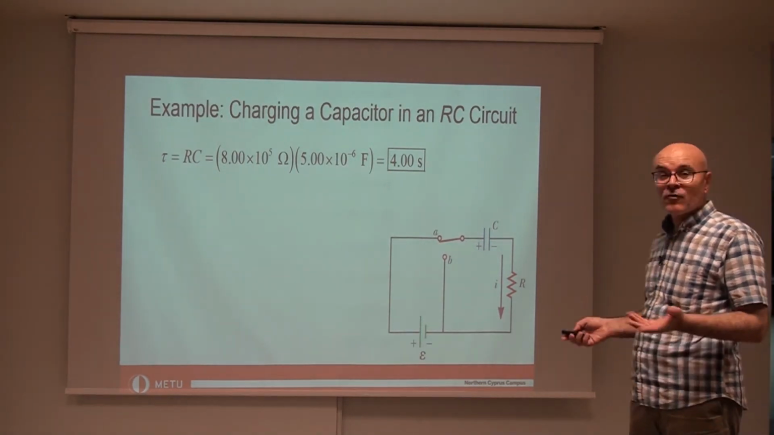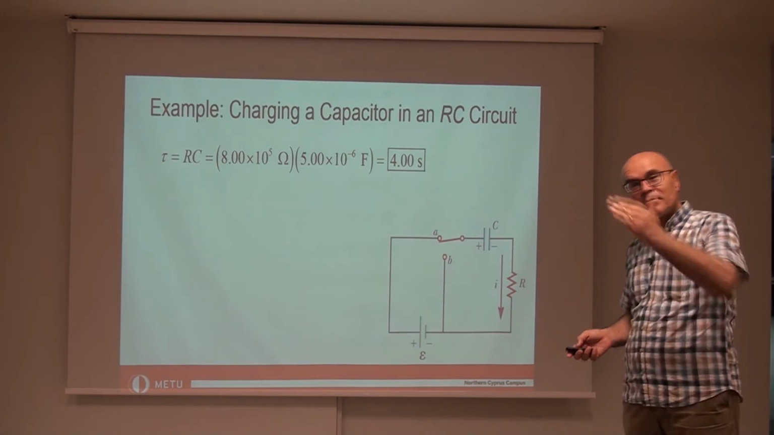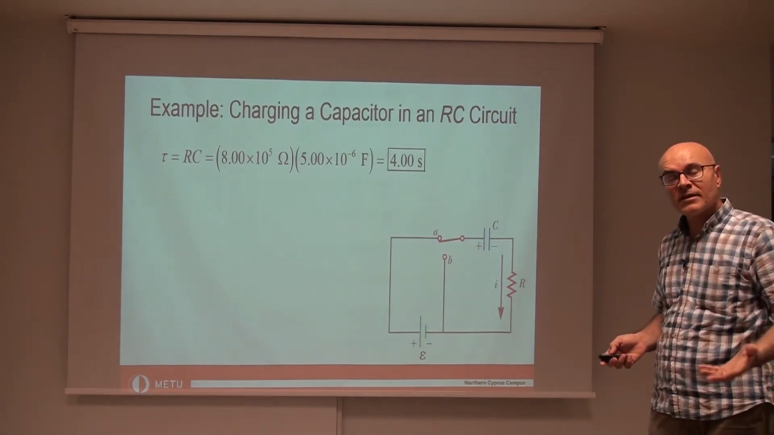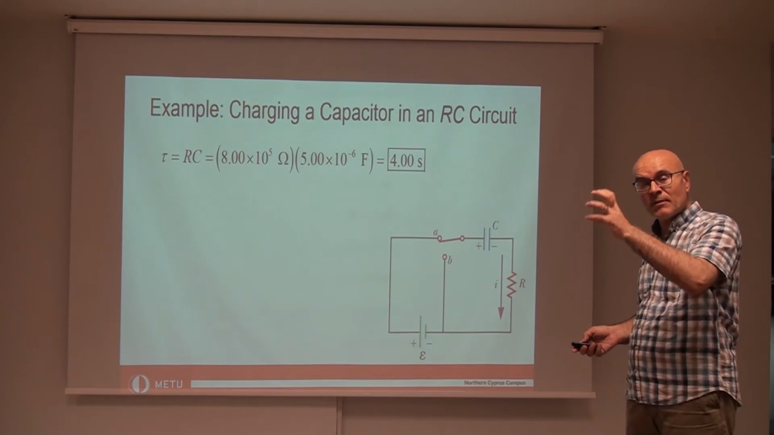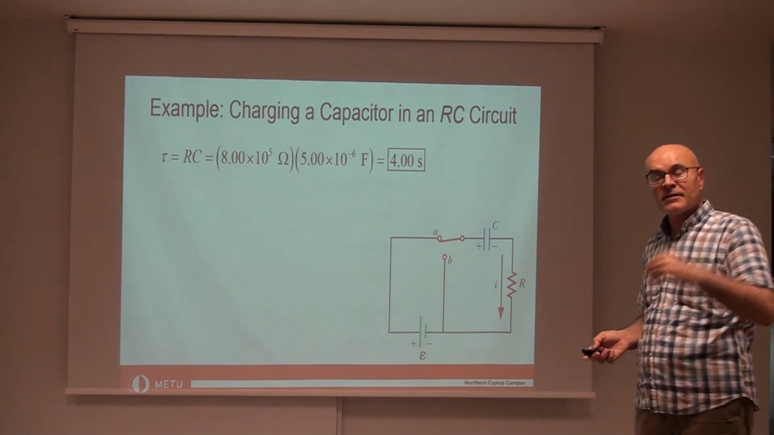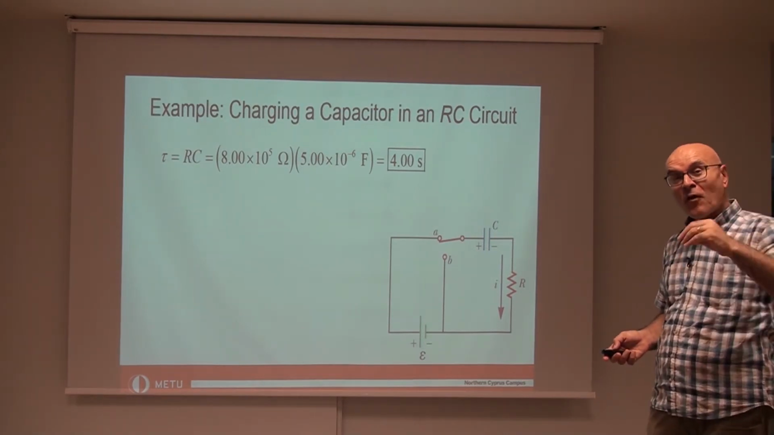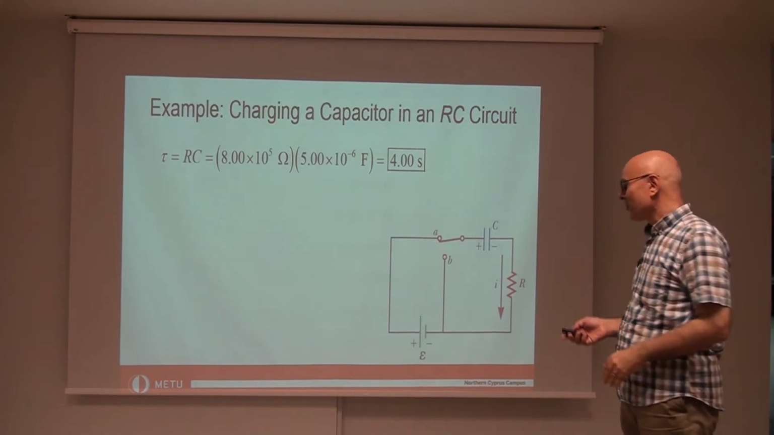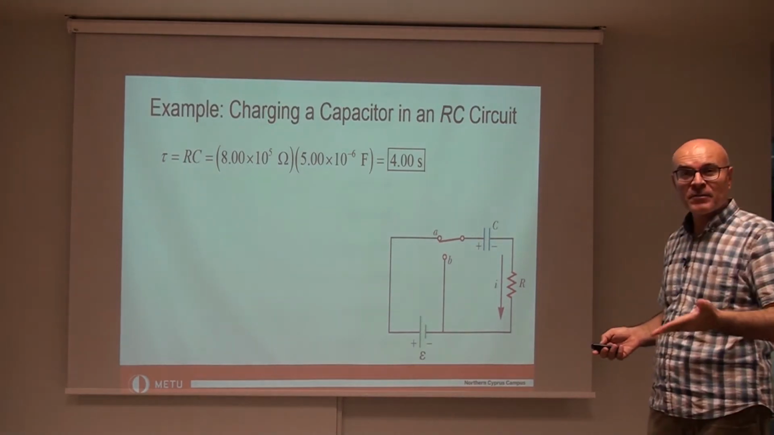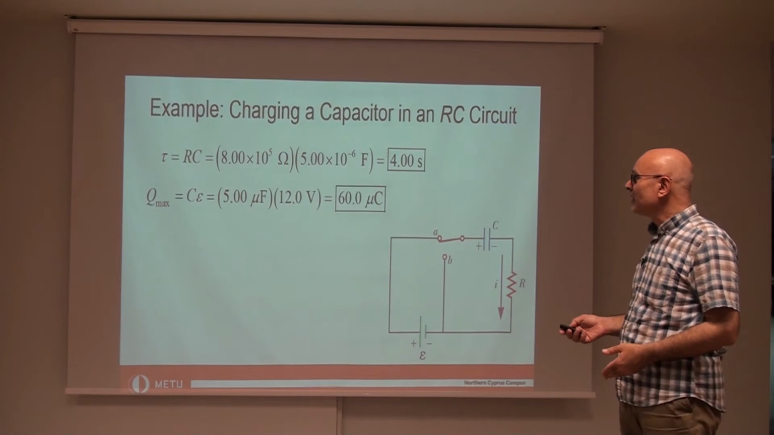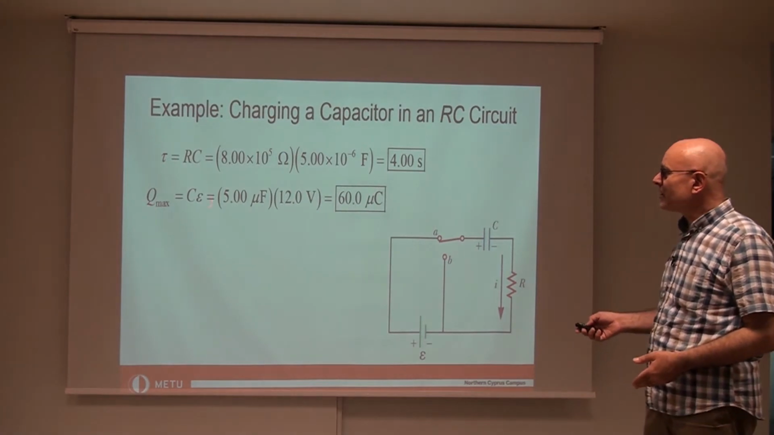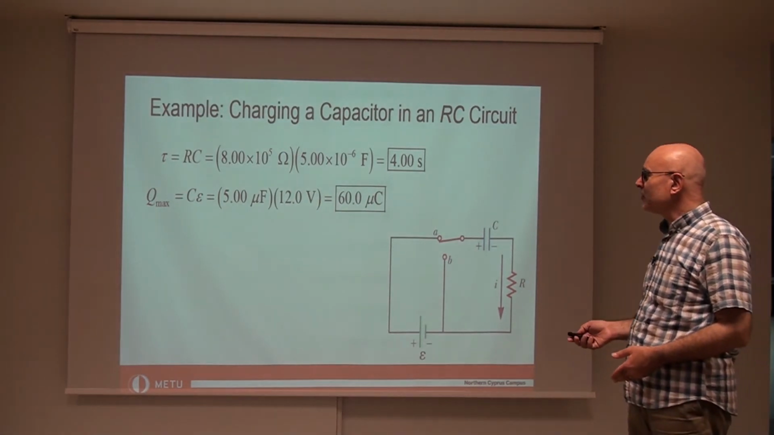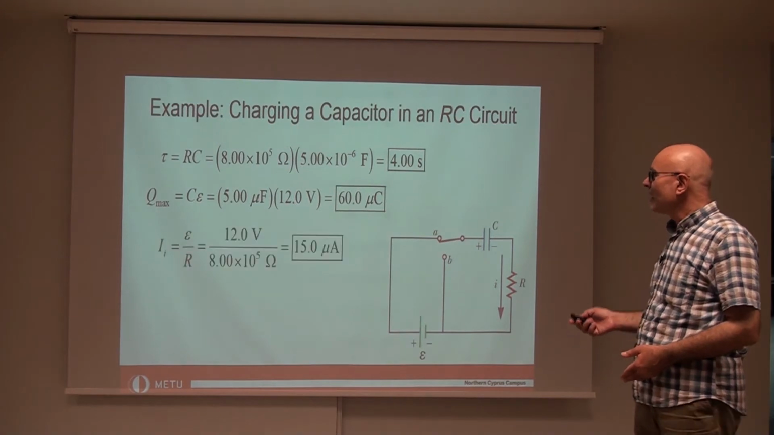Okay, so after 4 seconds, the charge on the capacitor is 0.63 of the maximum charge, and the current in the circuit is 0.37 of the initial current. Okay, so it has dropped to 37% of its initial value. Q maximum is as usual, just C multiplied by the electromotive force of the battery, and it is this.